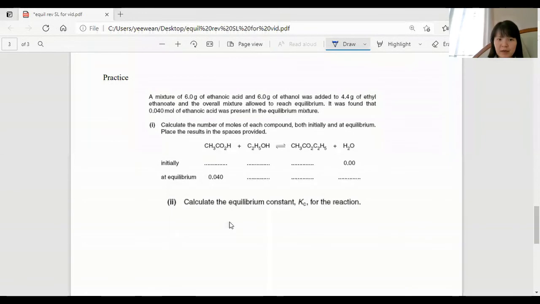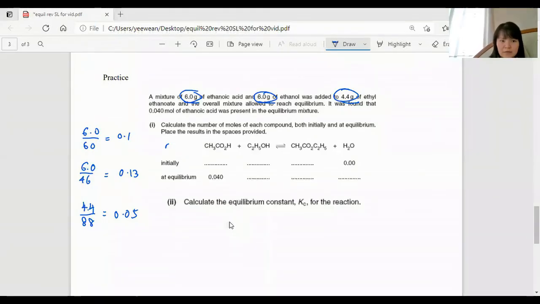Okay, if your question is in mass, you do need to change it to moles first, because reaction equations are always in moles, and we follow the ratio of the stoichiometry equation here. So all this needs to be converted to the number of moles first. So for the mass, I divide by the Mr for the carboxylic acid. So initially there's 0.1, and for the alcohol, there is 0.13. And as for the ester, there is 0.05.